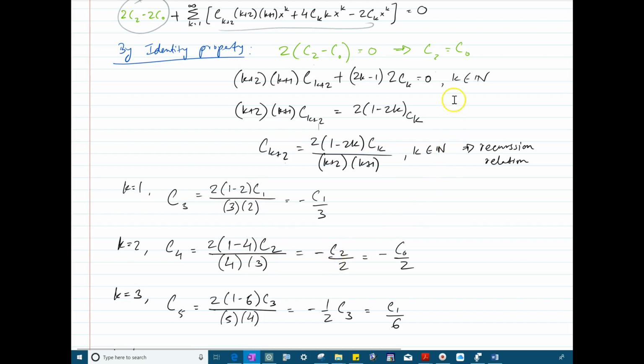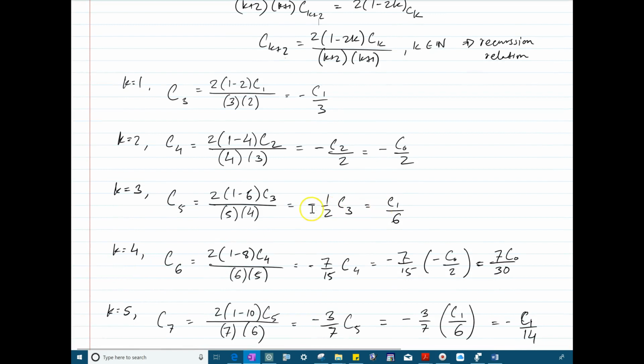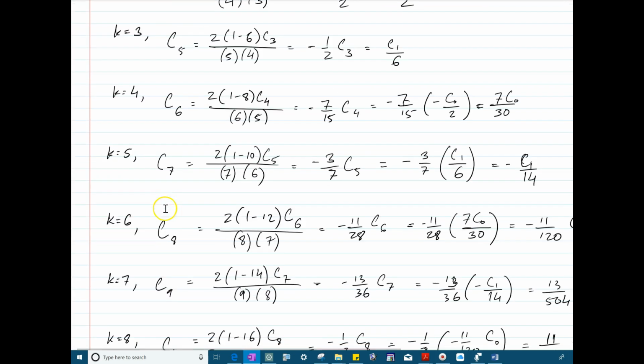But remember, we said C2 is the same thing as C0. So you're just putting in C0. So we're going to represent everything in terms of C0 or C1. So you build up k equals 3, k equals 4. For example, when you do k equals 3, you have negative 1/2 C3. But remember, C3 was really negative 1/3 C1. So if you put that in, that becomes positive 1/6 C1. And you start solving for the k's and so on.